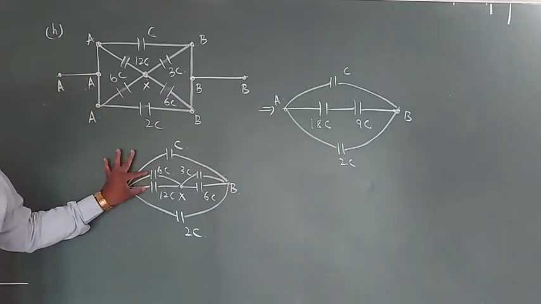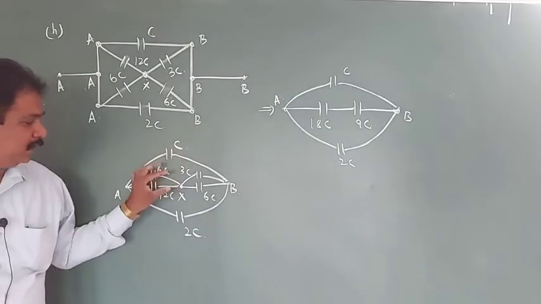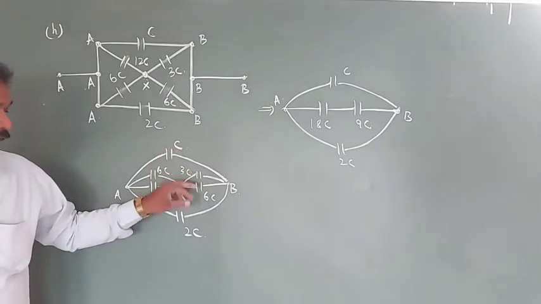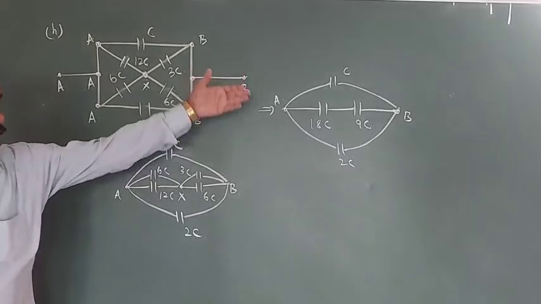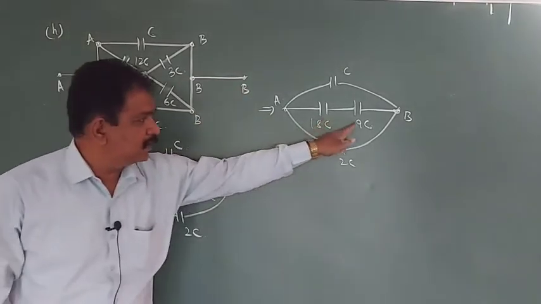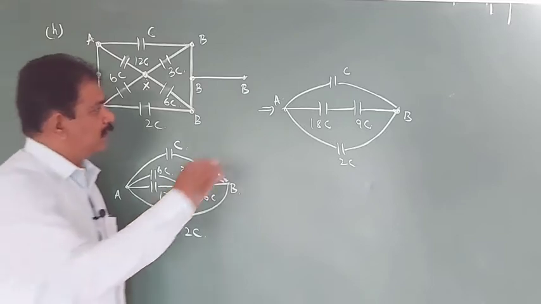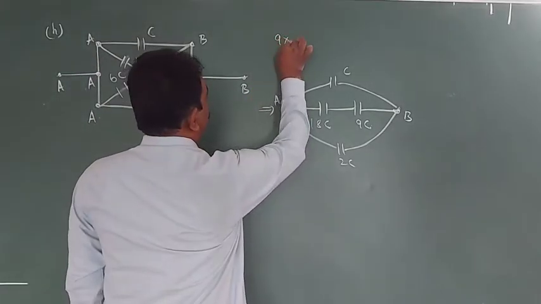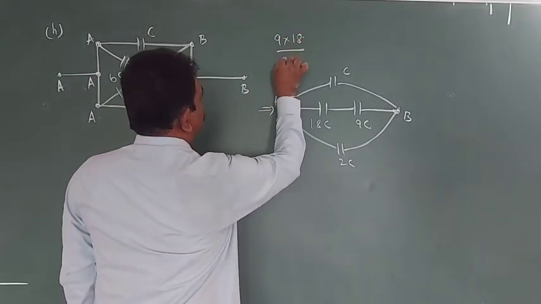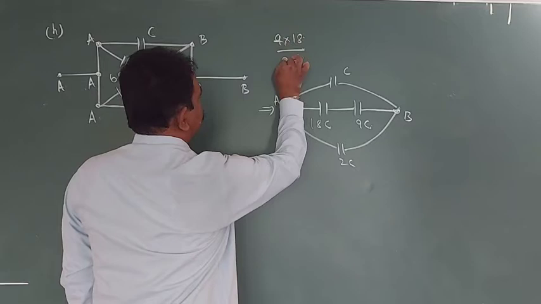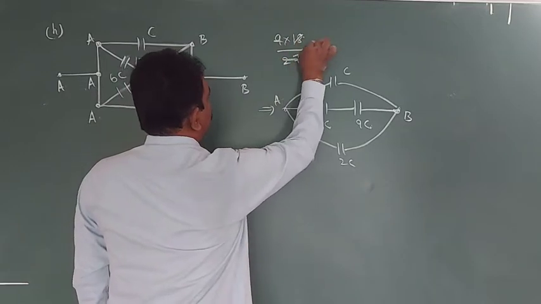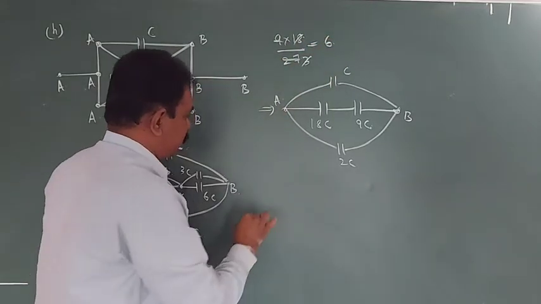These two are in parallel, so 18C. These two are in parallel, so 9C. So 9C, 18C, 9C will be in series. What is the effective? 9 into 18 by 9 plus 18 means 27. This value will be 6.